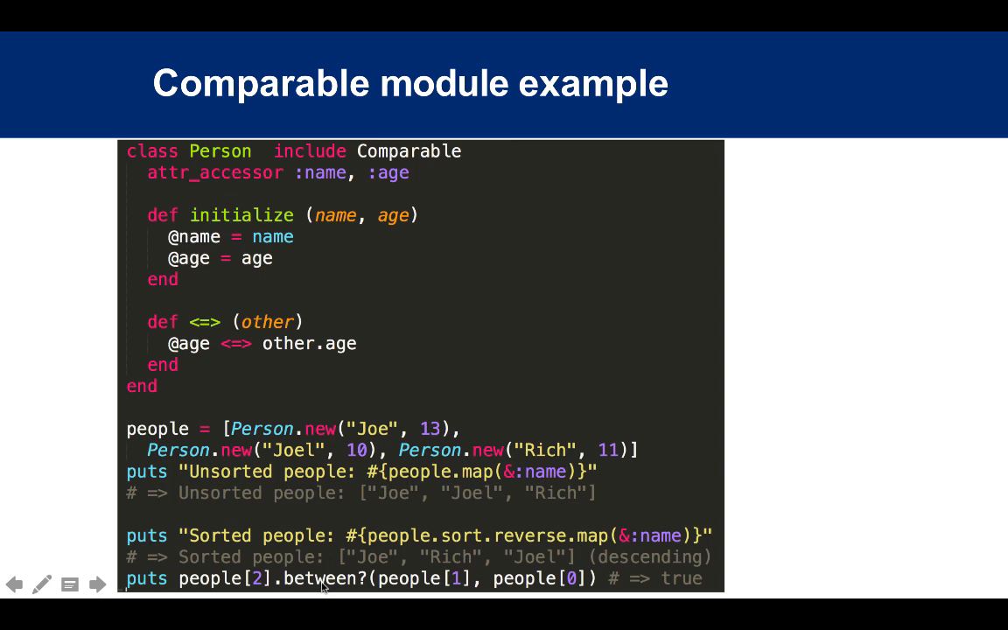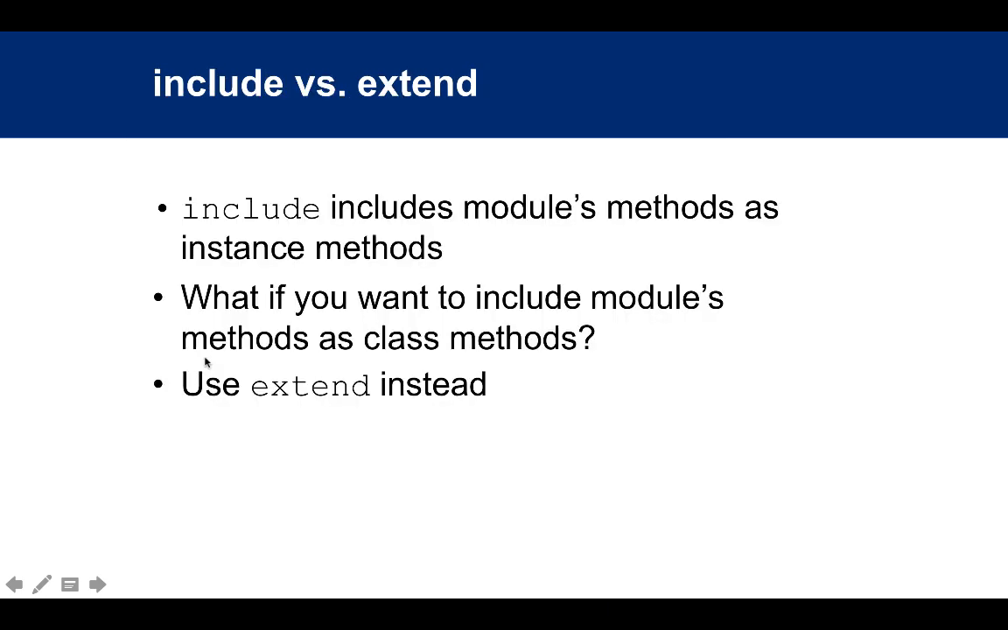Another thing you could do is you could call a between method on the person. So you could say, take a person in the array and find out if he is between person 1 and person 0. And obviously, you mean the age because you've included the comparable module and you implemented this method that says compare people by age. So that's how modules work.